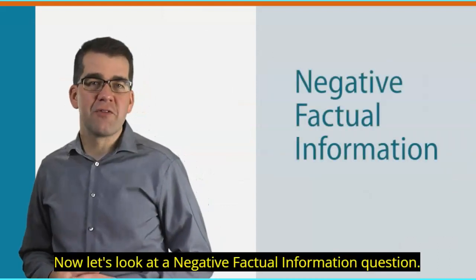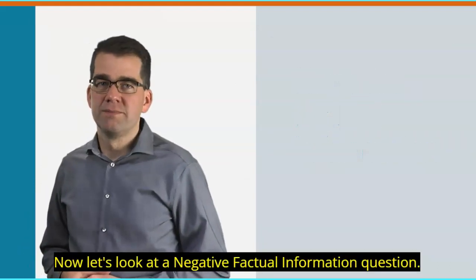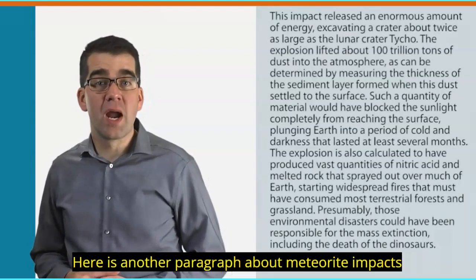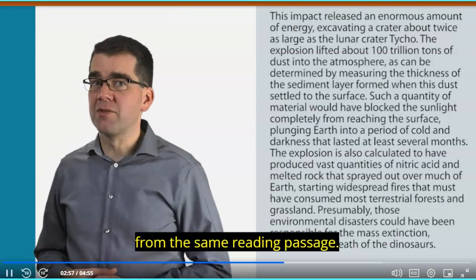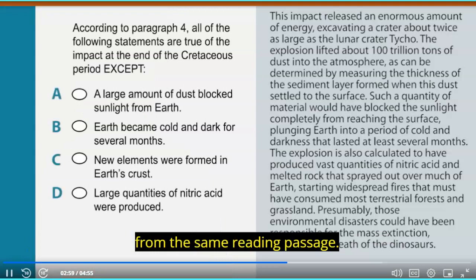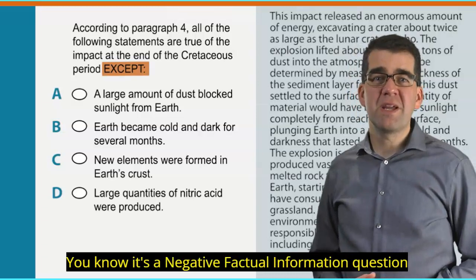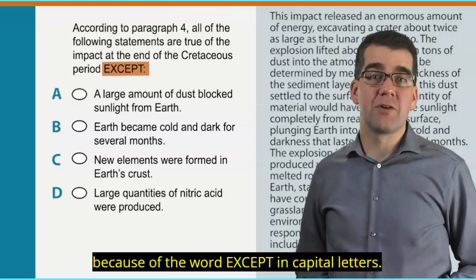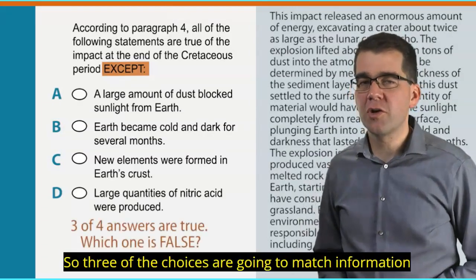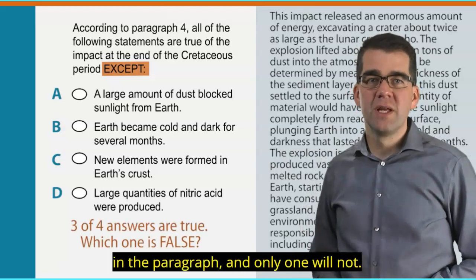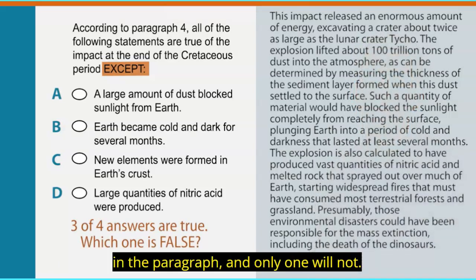Now let's look at a negative factual information question. Here is another paragraph about meteorite impacts from the same reading passage. And here's the question. You know it's a negative factual information question because of the word "except" in capital letters. So 3 of the choices are going to match information in the paragraph, and only 1 will not.